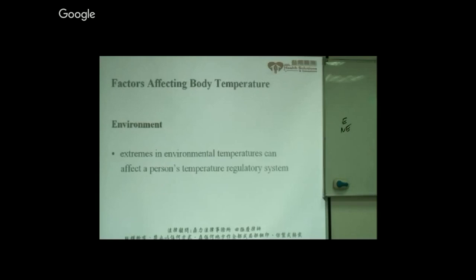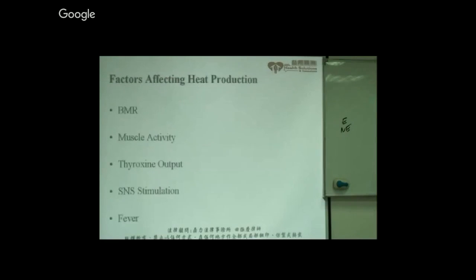So these are the factors affecting the body's temperature. We now go to factors affecting heat production. Number 1 will be your BMR. What is BMR? Basal metabolic rate. This is the rate of energy utilization in the body required to maintain the essential activities such as breathing and the pumping action of the heart. You have to do those things in order to live.